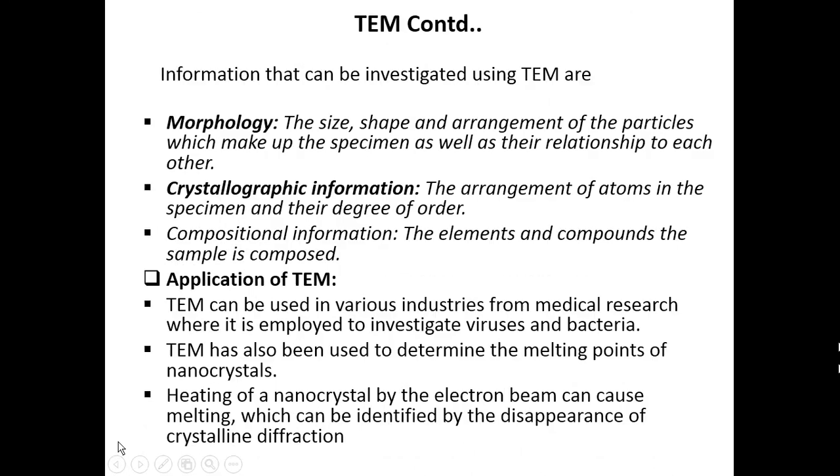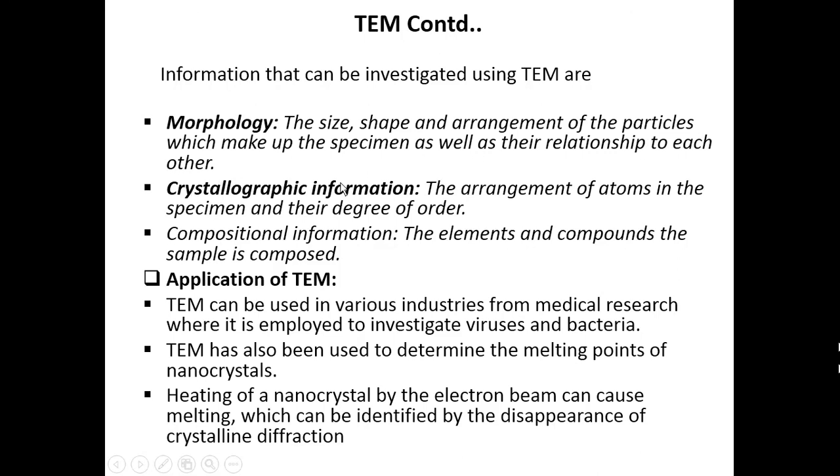Now, the information that can be investigated using TEM. What are all the information we can get from the TEM method? The TEM method can be used for knowing the morphology. Morphology means the size, shape, and arrangement of particles which make up the specimen, as well as their relationship to each other, that is the lattice structure.